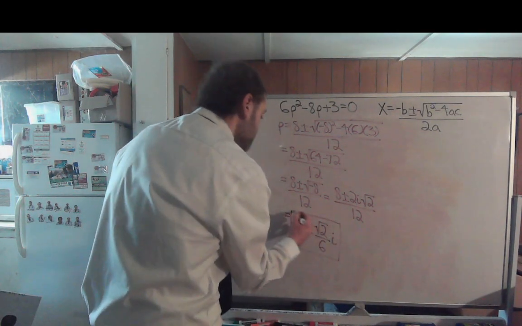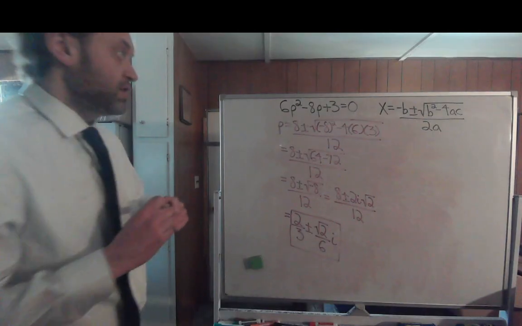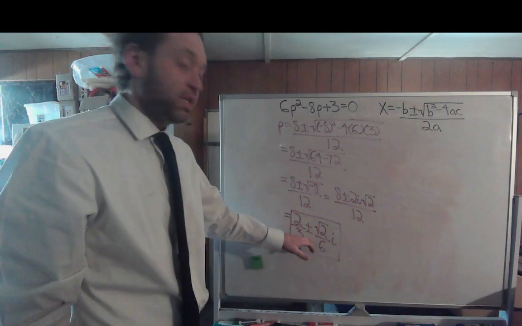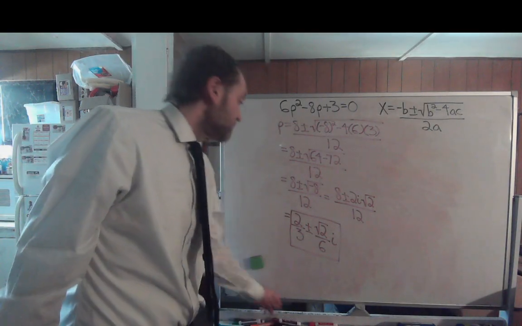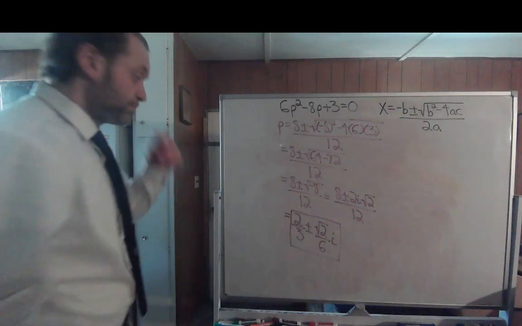So those are your two solutions. You have two imaginary solutions. You have 2/3 plus and minus the square root of 2 over 6 times i for your solutions to this.